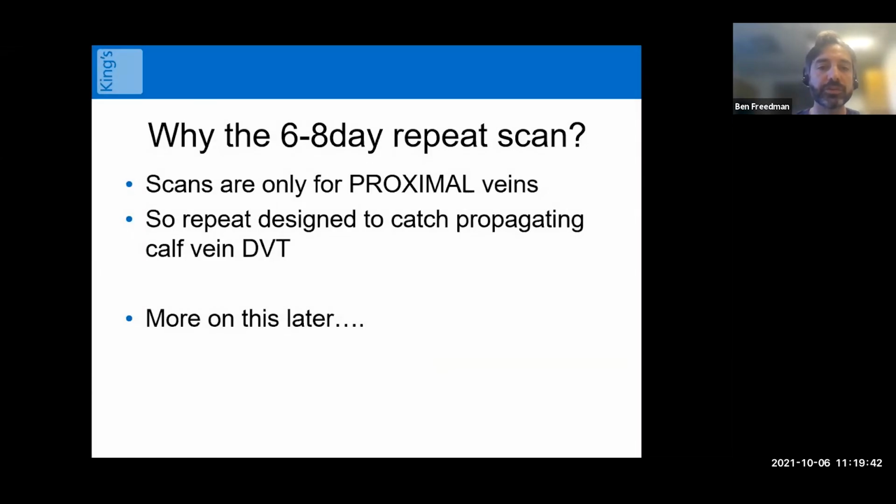So why do we need to repeat the scans for patients at 6 to 8 days? This is because the scans are only for proximal veins. And the idea of the repeat scan is to catch any DVT that was in the calf that has propagated into the above knee veins. And we're going to come back and discuss that. But it's important to recognize that all the scans, according to NICE guidance, only need to be down to the popliteal vein level and not including the calf.